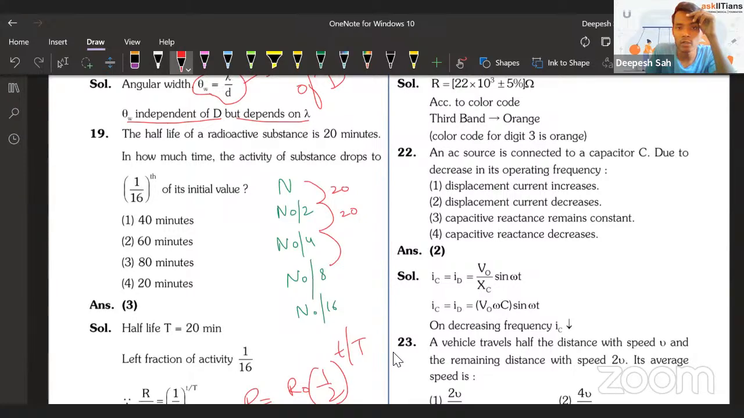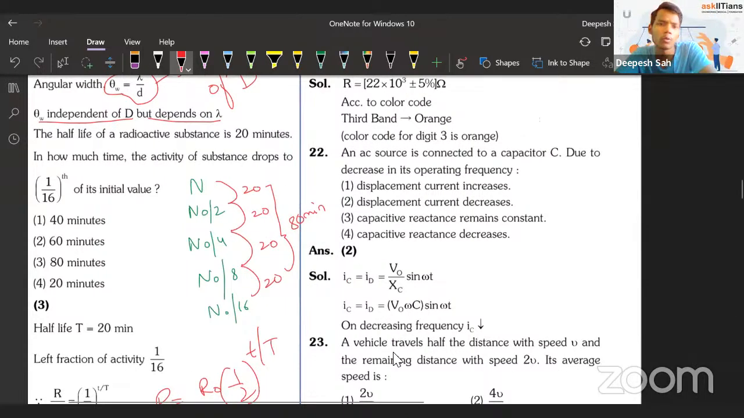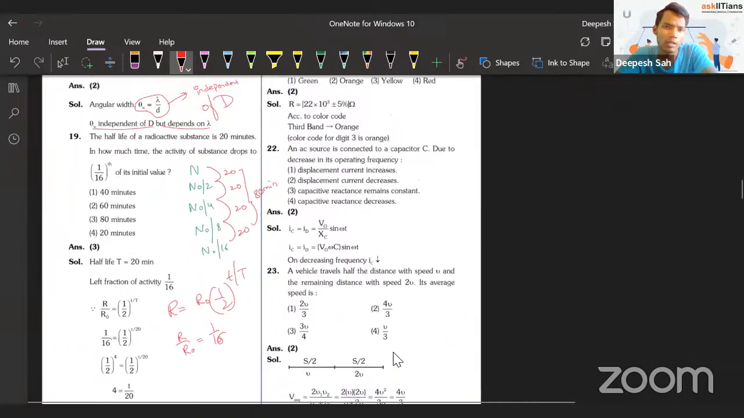It takes 20 minutes to go from each step to the next. So overall, how much time is it taking? It is taking 80 minutes. You can also use this as a kind of brute force, hit and trial kind of solution.